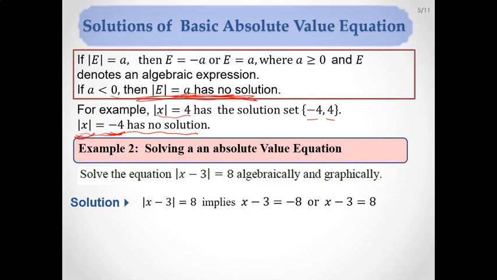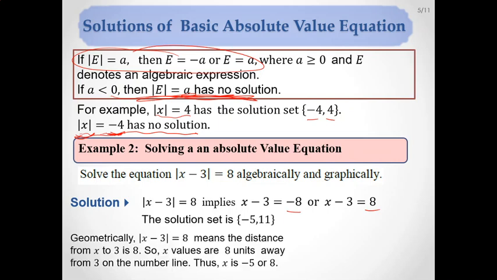Yeah, as it says here, we have two implications, two equations. They give two solution sets, and graphically we are talking about the x values that have distance 8 to 3. The distance will be 8. So it might be minus 5 and 11, and we got the same thing.